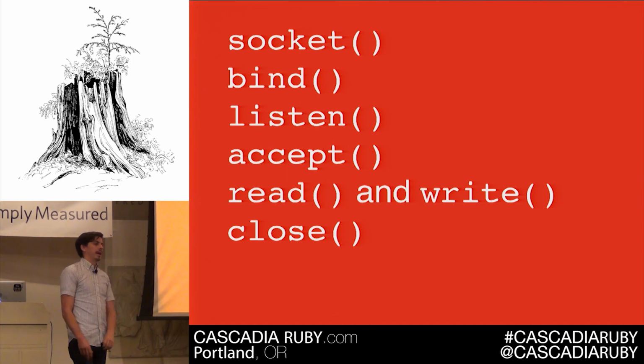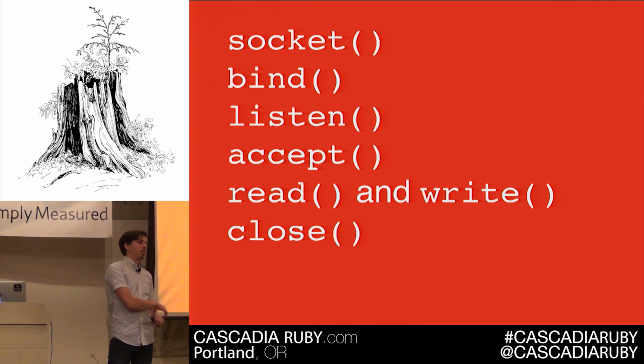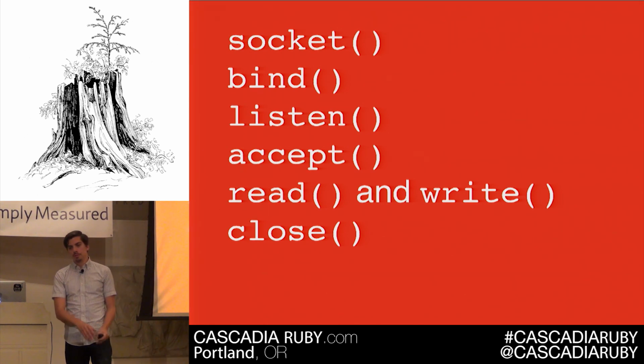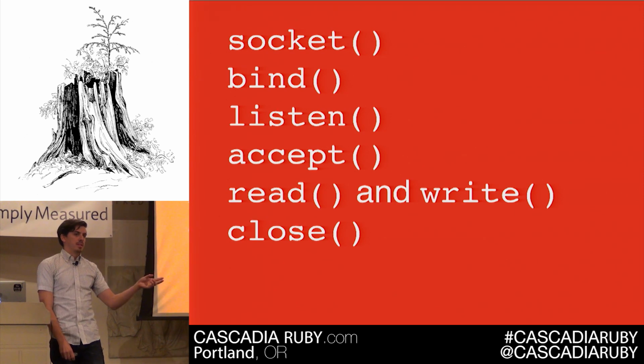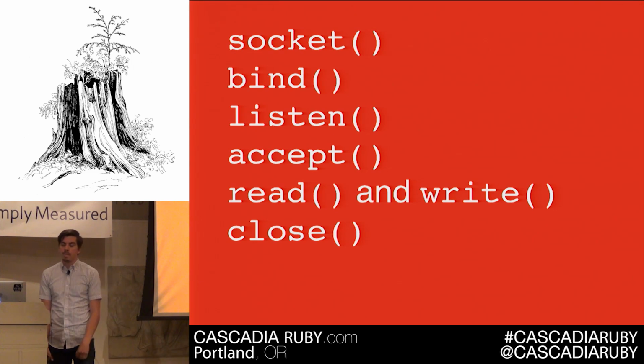Bind takes that socket and tells it we're going to connect it to a specific interface and port in the kernel. So we're not actually listening on that port yet, but it just binds it to that port in the kernel data structures. Listen takes that socket that's bound to that port and turns it into a listening socket where it's in passive mode and ready for incoming connections, but we're not ready to accept them yet.